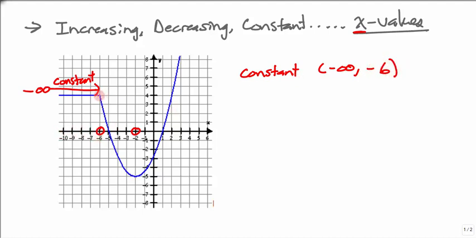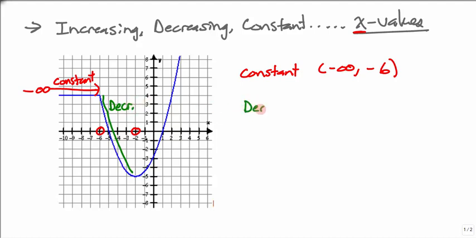Now at negative 6, the graph is neither increasing nor decreasing. That's why we have a hollow point here, and that's why we'll always use parentheses when we're talking about constant, increasing, and decreasing. We never use brackets. And then from here down to this point where x equals negative 2, I can look at my graph and say, okay, well, from here down, it's decreasing.